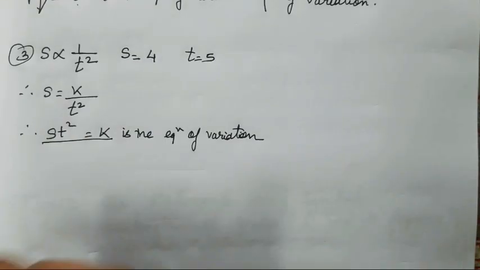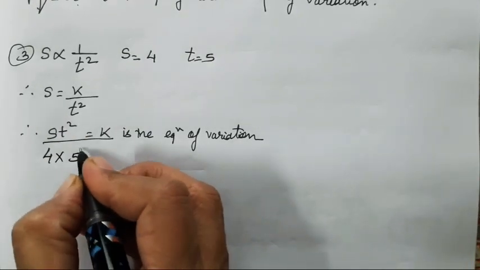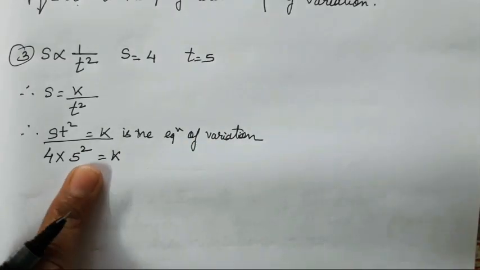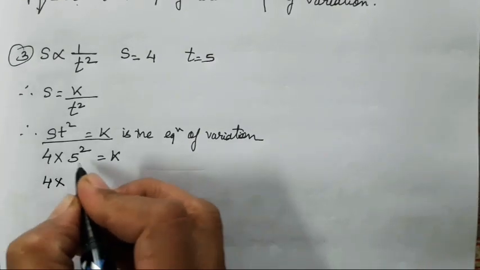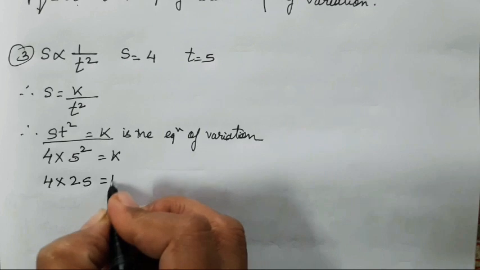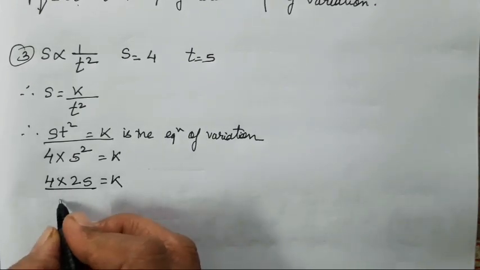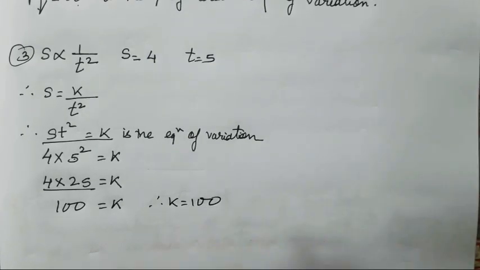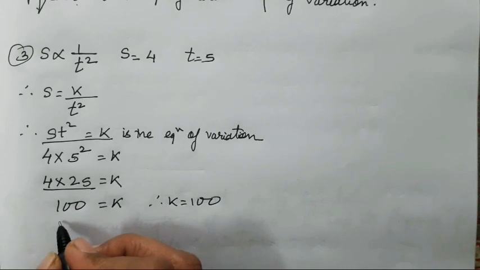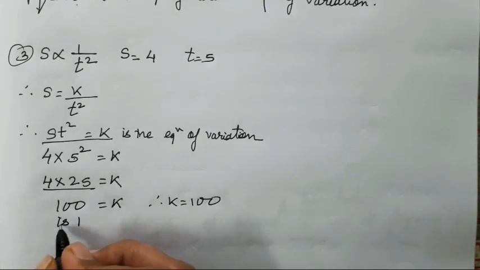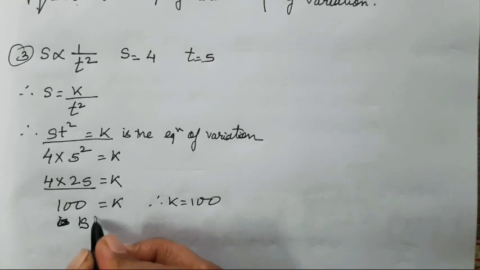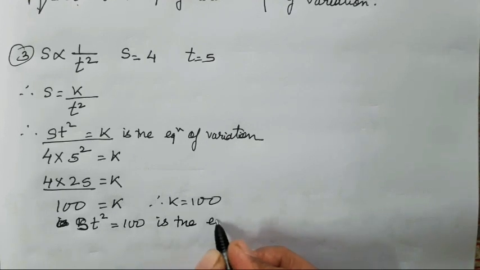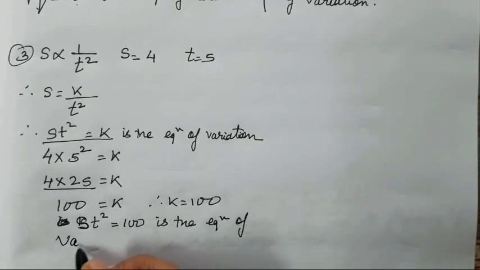So S is how much? 4, and T is how much? 5 square is equal to K. And this is the equation. In the equation we have substituted its value. So 4 into 5 square, which is going to be 25, is equal to K. So multiply it. The answer is going to be 100 is equal to K, or K is equal to 100. Alright. So we will write the formula only. S T square is equal to 100 is the equation of variation.